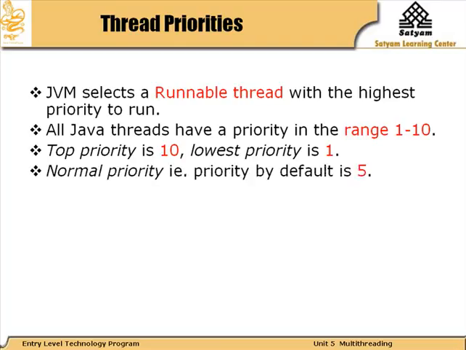Normal or default priority is 5. This is assigned implicitly when you do not specify a priority for a thread. The Thread class has defined 3 final variables which represent minimum, maximum, and normal priorities.